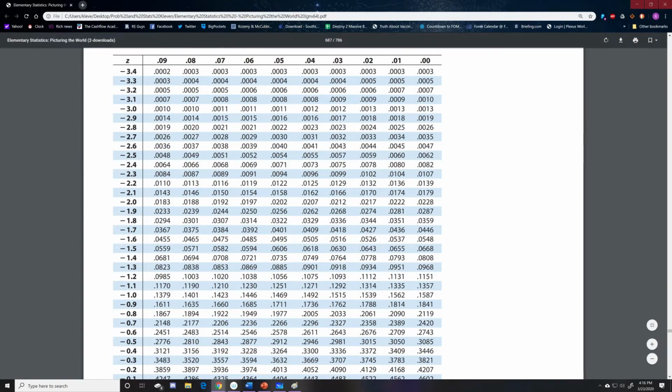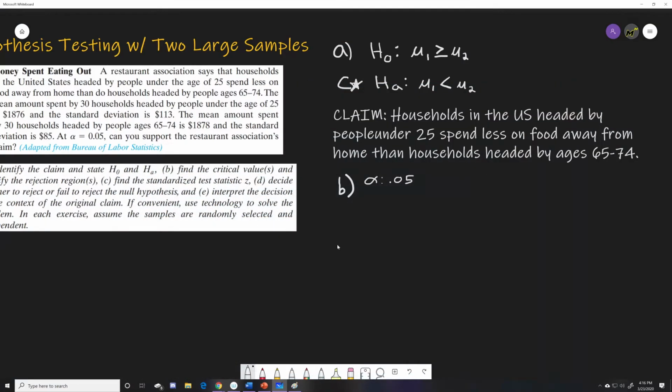And so here we have a z-score chart, and it looks like 5% would be about right in between these two numbers exactly. So our z-score would be negative 1.645 to go in between them. So our rejection zone would be at negative 1.645. So z0 is negative 1.645.